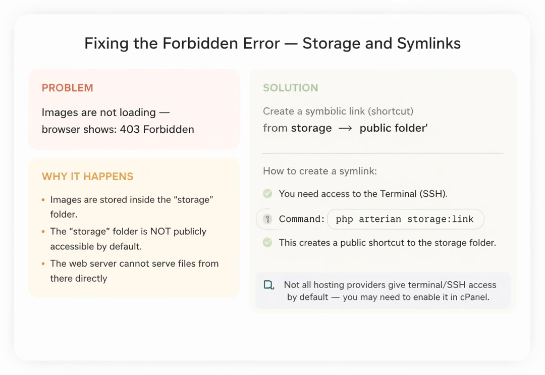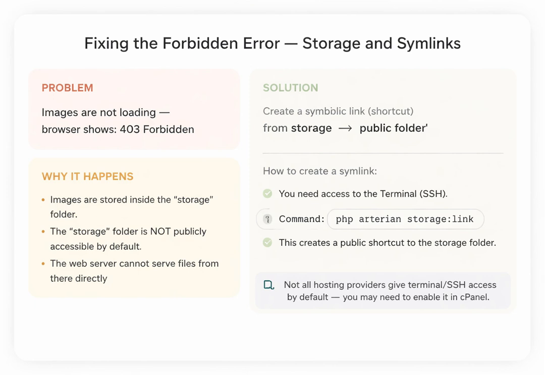Even after the site loads, there's one more issue the instructor encounters. Images are not displaying. The browser shows a 403 forbidden error for image files. Here's why this happens. In a Laravel application, uploaded images are stored inside the storage folder, but the storage folder is not publicly accessible. The web server won't serve files from there directly for security reasons.